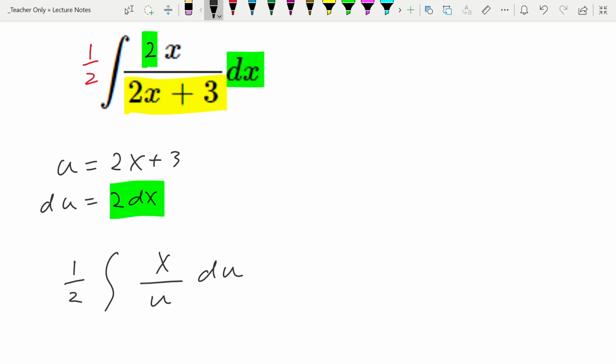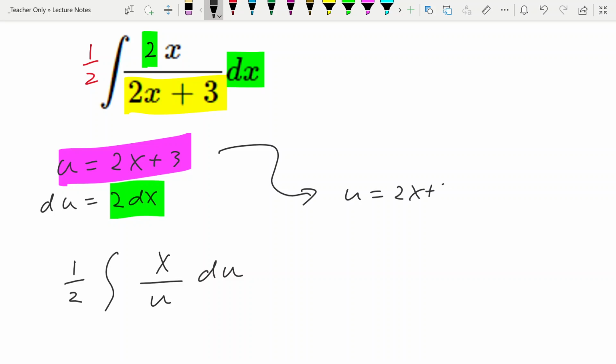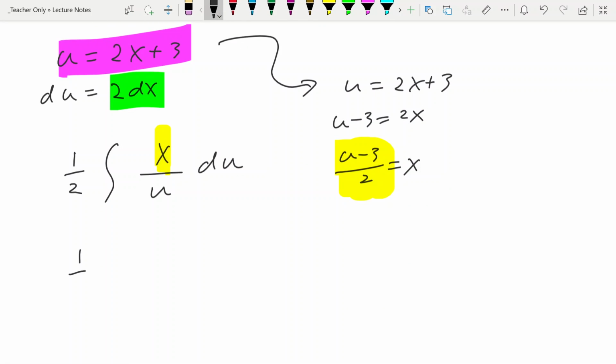Now, the problem is I can't have a mixture of x's and u's. So we're also going to take this u function and solve for x. Quite simply, let u equal 2x plus 3. I'm going to solve for x, so I'm going to subtract 3, then divide by 2. And now I have a substitution that I can use for x. So what I'm going to say here is I have 1/2 times the antiderivative of u minus 3 over 2, all over u du.